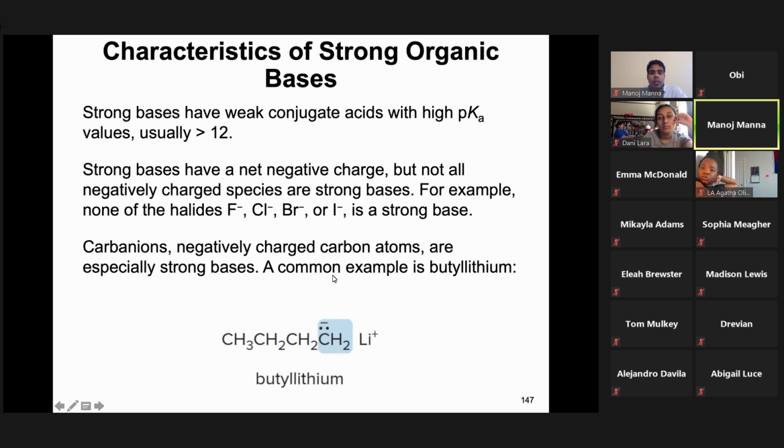Although it's not necessarily true that anything negatively charged is always a base. Let's say F minus, Cl minus, Br minus are not strong bases. But if you have a negative charge over carbon, let's say here with lithium plus, this particular species we call a carbanion. That's the base here. We cannot take only separate negatively or positively charged species; we always have a counter ion to balance the charge. But this is an example of an organic base.